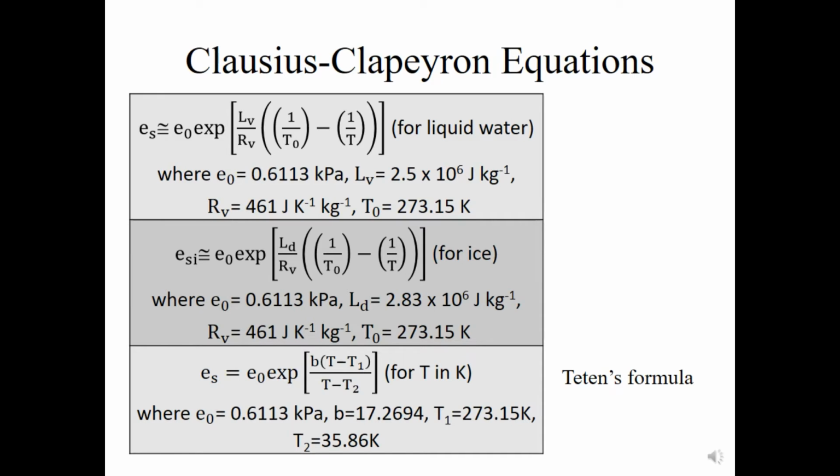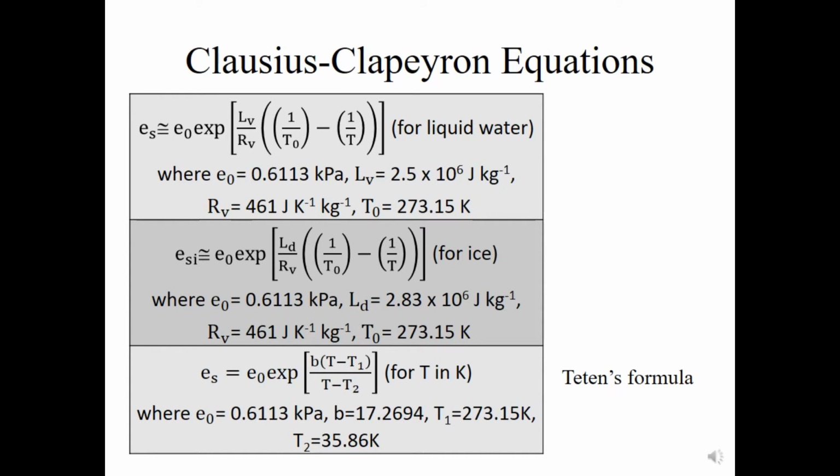So you could do the exact same derivation, and instead of using the liquid water, you could do it for ice. And the only difference in this is that you have to use the latent heat of deposition as opposed to the latent heat of vaporization, because you're now doing a sublimation as opposed to an evaporation. And as a result, you're going to end up with a saturation vapor pressure over a plane surface of ice, which is less than the saturation vapor pressure over a plane surface of water.